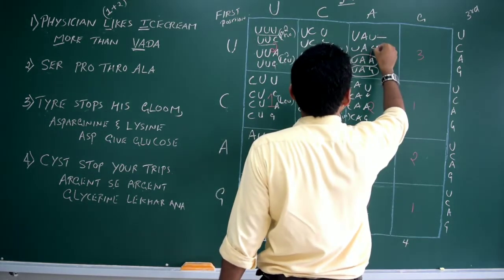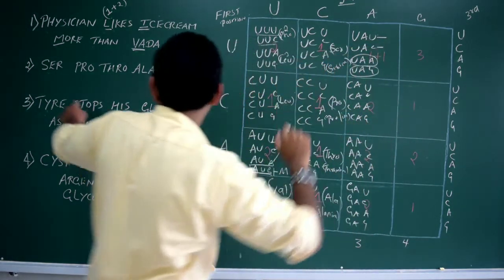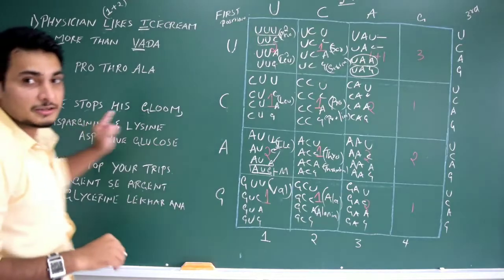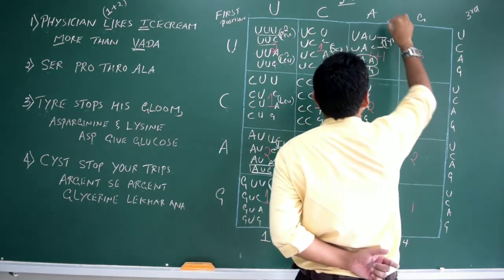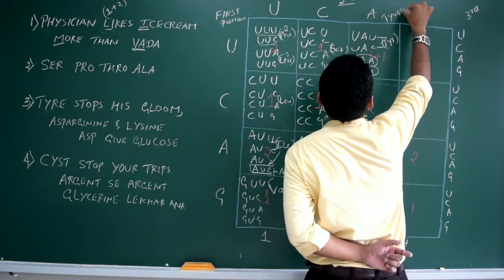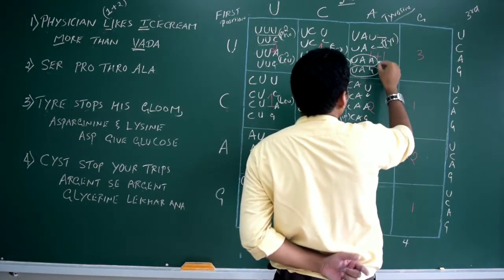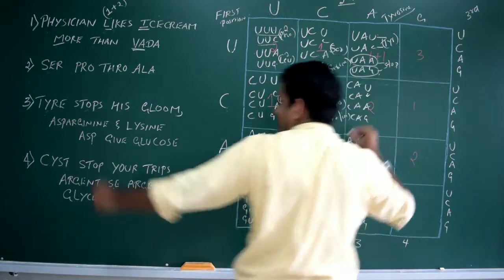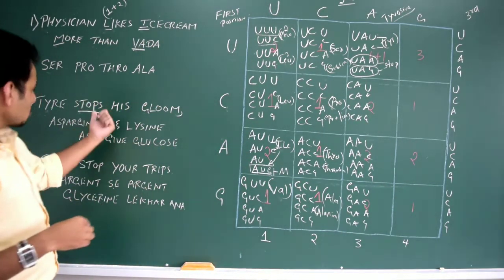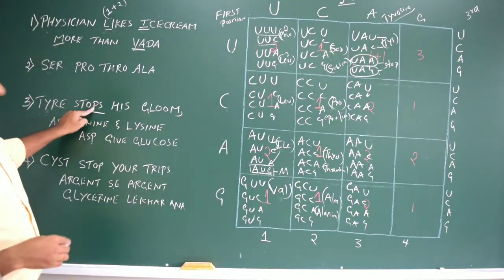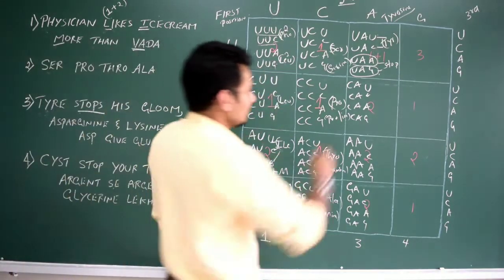So UAU, UAC, tyrosine. It codes for tyrosine, right here. Tyrosine amino acid, the first two. These two are stop codons. Stop. See, easy, right? Tire stops. Tyrosine, stop codons. These two, remember it.